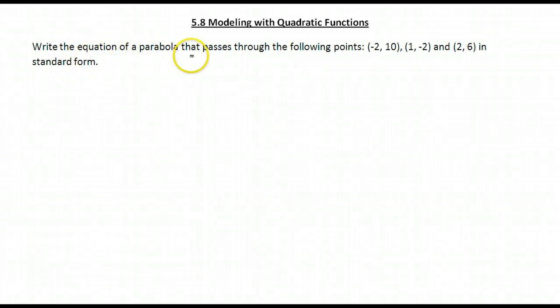In order to write the equation of a parabola passing through these points, I need to recall what the equation of a parabola in standard form looks like. In standard form, a parabola is y equals a number times x squared plus a number times x plus a constant. So my answer has to be in this form.